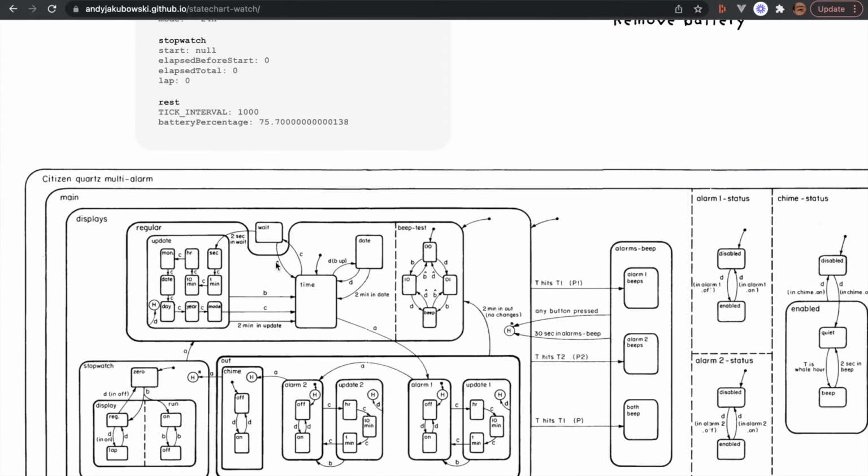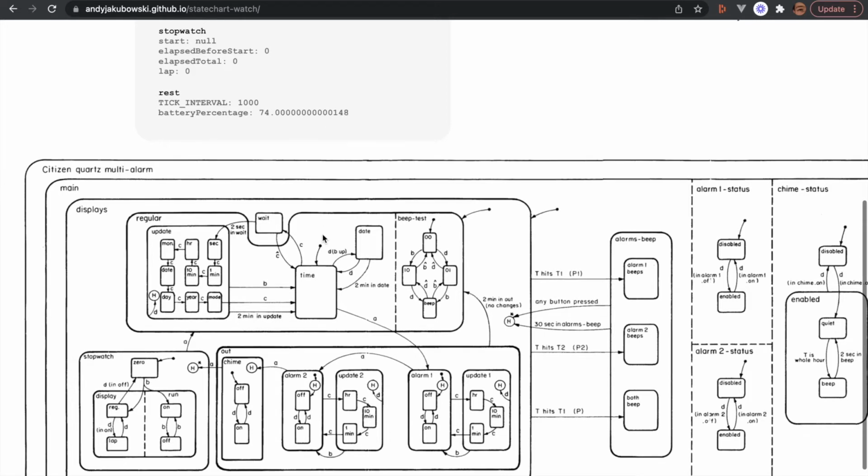Okay, so what's our game plan? So we sort of want to get rid of regular. We need to find a way of essentially having the same behavior where beep test is only active in the states that we want it to be, but not expressing it in a clustering hierarchy. That's quite limiting.